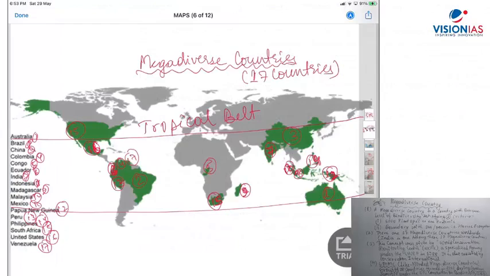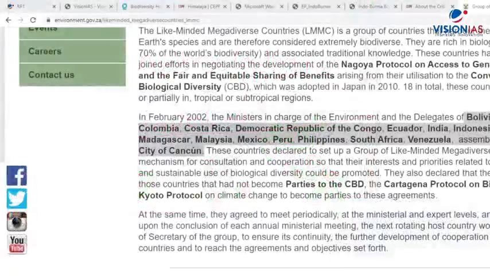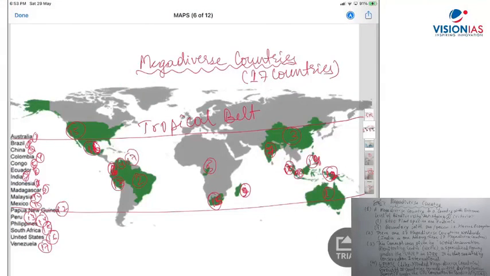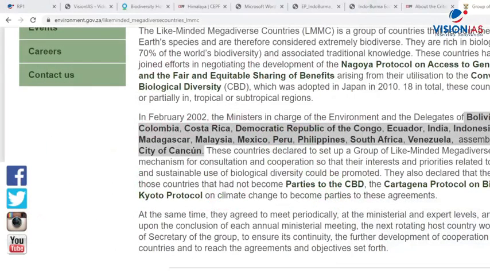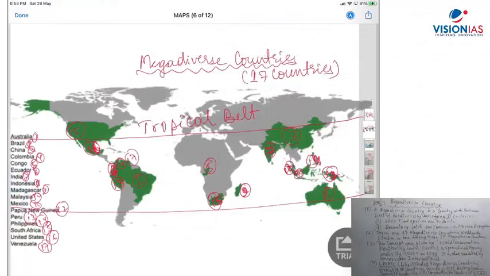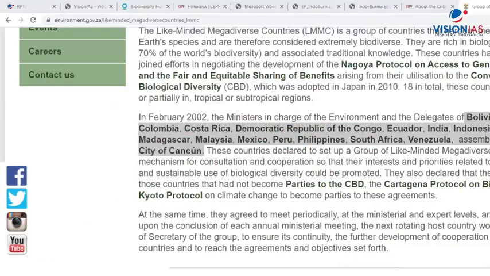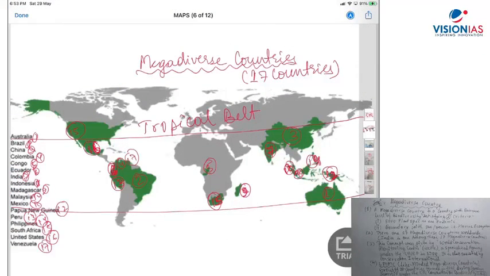Bolivia is not there. You will not find Bolivia. Colombia is there. Costa Rica is not there. You will not find Costa Rica in Central America. Then you can see Congo is there, Indonesia, Madagascar, Malaysia, Mexico, Peru, Philippines, South Africa, Venezuela. So Costa Rica and Bolivia are not part of the group. USA is not there. In LMMC, you don't have USA and Australia, whereas USA and Australia are mega diverse countries.